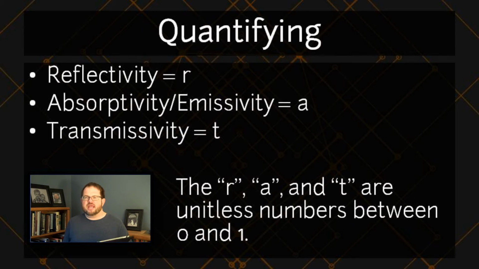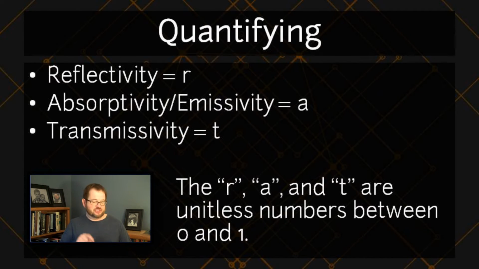These R and A and T letters are all kind of like albedo. They are a unitless number between 0 and 1. If the reflectivity of the object is 0.5, that means it reflects half the radiation that is hitting it. Or if the transmissivity of the object is 1, that means all that radiation goes right through the object. It isn't absorbing or reflecting any of it. They're just unitless numbers from 0 to 1.